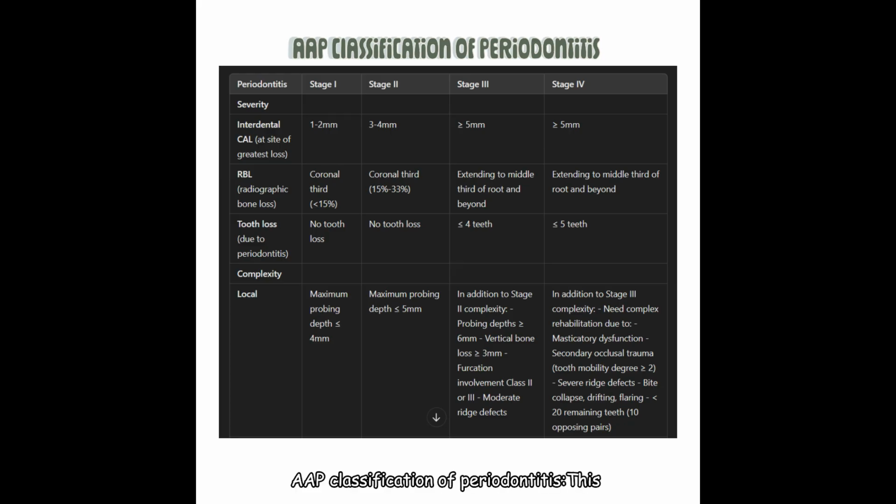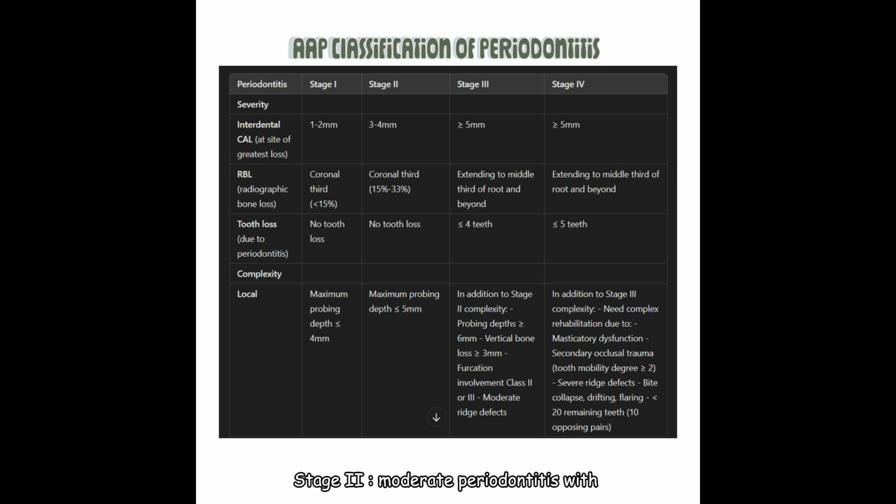AAP Classification of Periodontitis. This system stages periodontal disease based on the severity of attachment loss and bone destruction, along with other factors like tooth loss and furcation involvement. Stage 1: initial periodontitis with mild bone loss less than 15% and probing depths up to 4 mm. Clinical attachment loss of 1-2 mm.